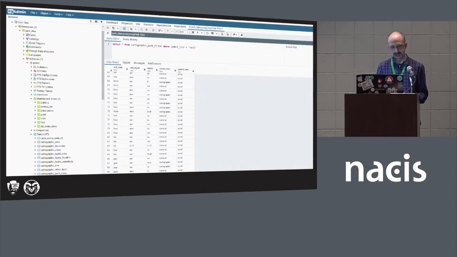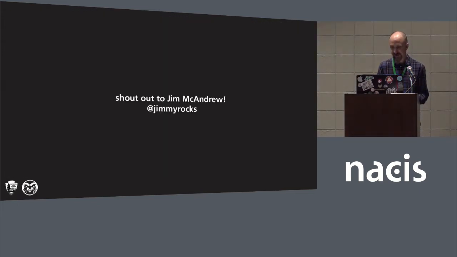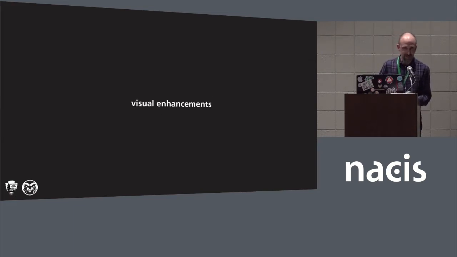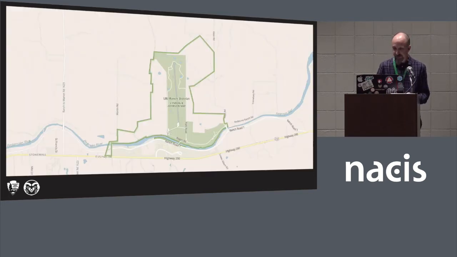So that's all happening in a Postgres database with PostGIS that Jim McAndrew builds for me. So shout out to Jim. You can find him on Twitter at JimmyRocks. So he's developing those vector tiles on my behalf. Well, we collaborate on that. It makes some of these visual enhancements possible, and I don't have time to go into all of them.